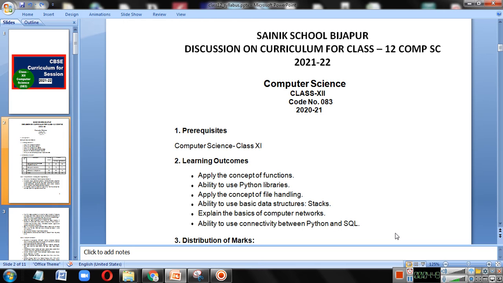The present 12th class boys have studied MySQL in their class 11, but you people could not study MySQL due to the deleted portion. What I would like to do is teach you both MySQL as well as Python, so that you can understand this final outcome, the ability to use connectivity between Python and SQL.